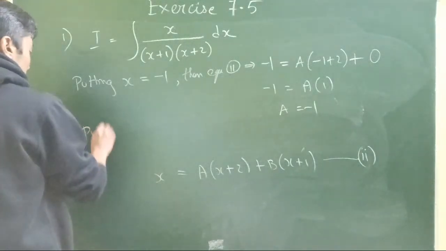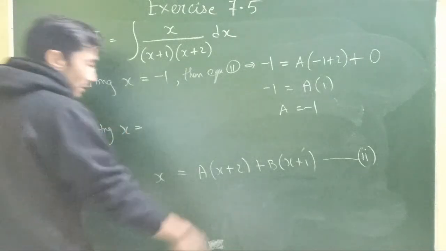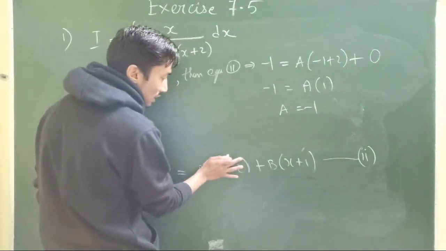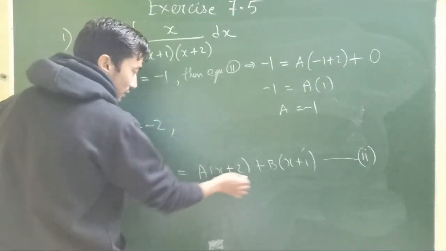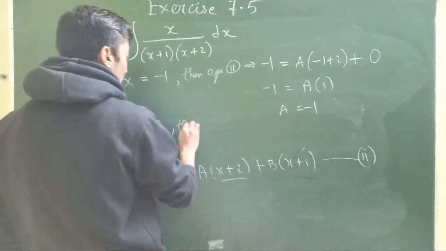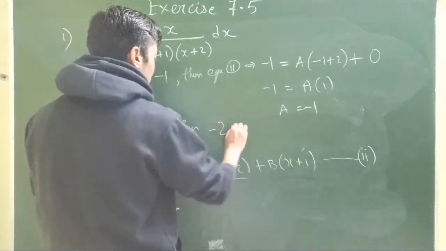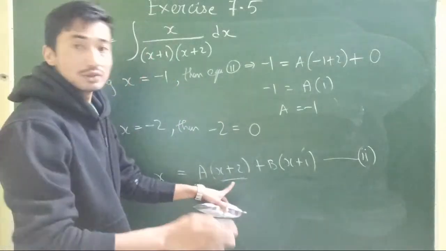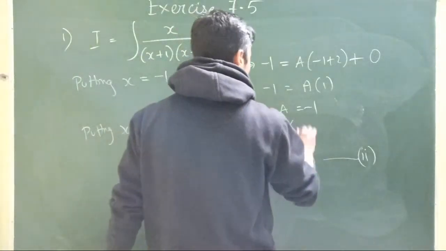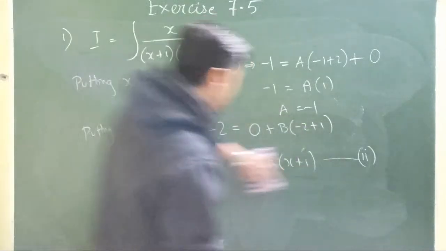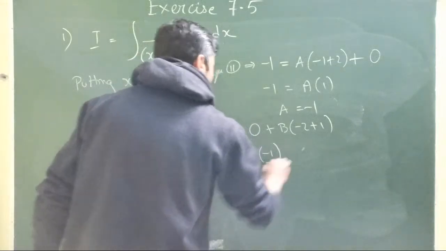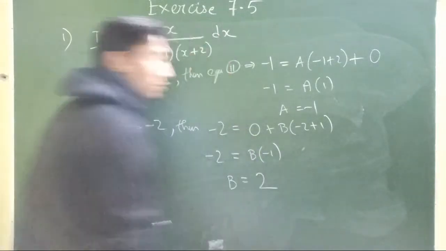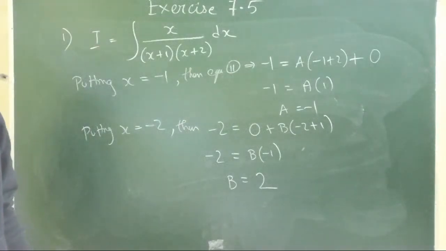Similarly, putting x equal to, this time I want to solve for b, so I will eliminate a. If I put x equal to minus 2, this term goes away here. Then what will happen? Minus 2 equal to, this goes because minus 2 plus 2 is 0, plus b into (minus 2 plus 1). So that means minus 2 equal to b into minus 1. That means b equals 2. So very easily we have our values of a and b.